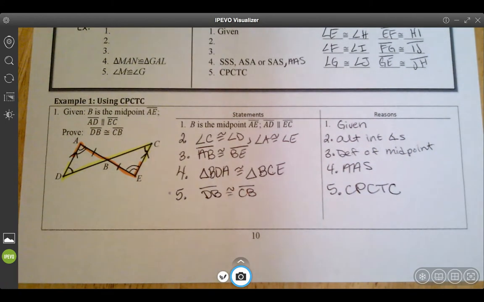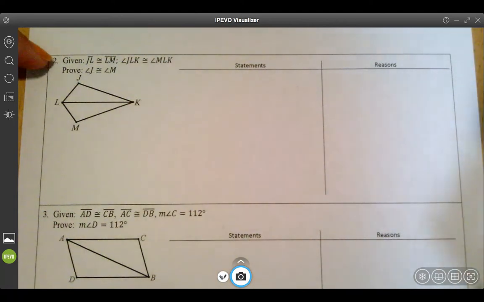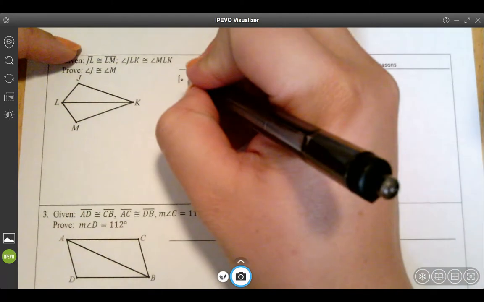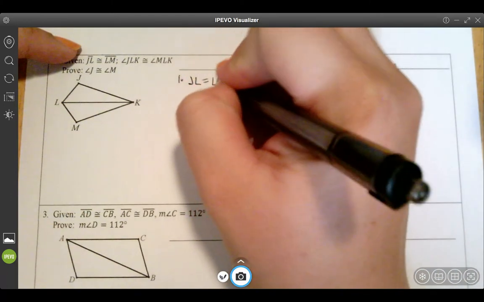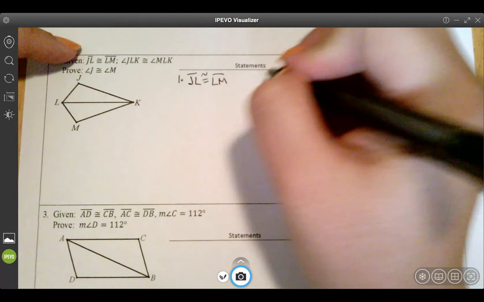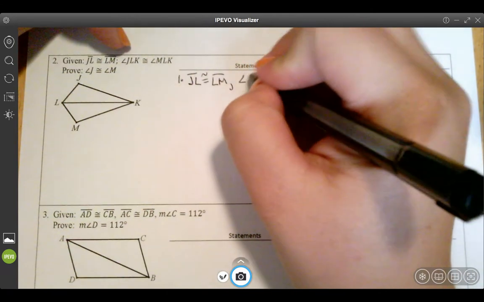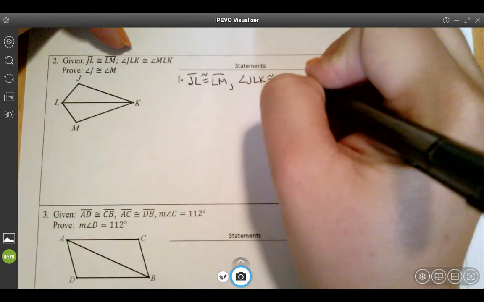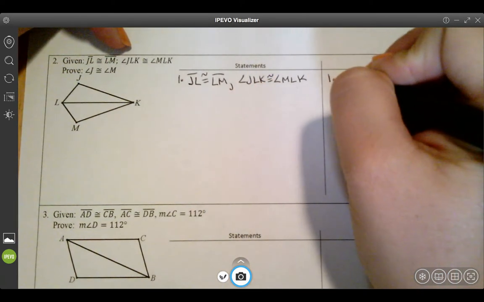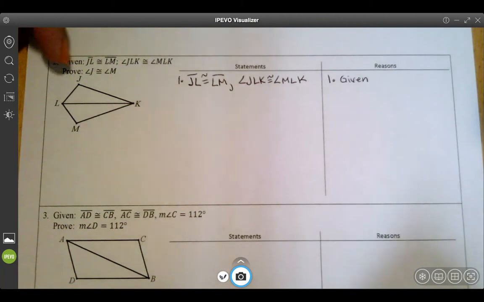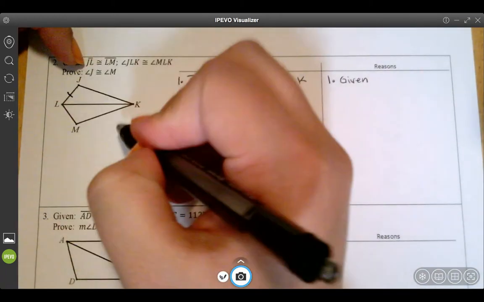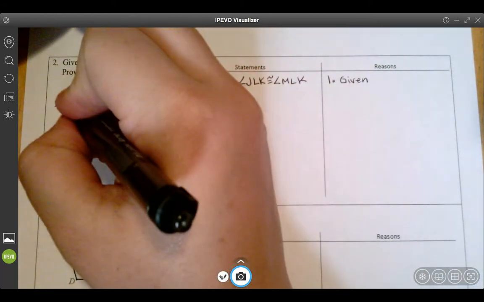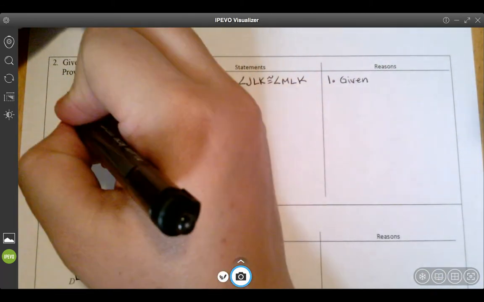Let's look at another proof. All right, for proof 2, we are given, and that's what we're going to start with, is the given statements. Segment JL is congruent to segment LM. Also, angle JLK is congruent to angle MLK because it was given. So let's mark it on the diagram. JL, LM, angle JLK, MLK.